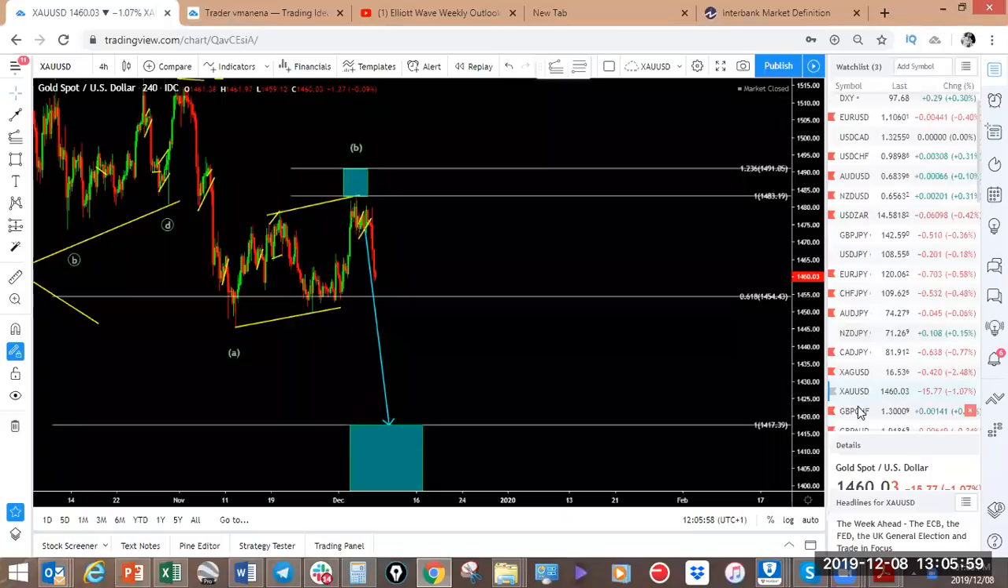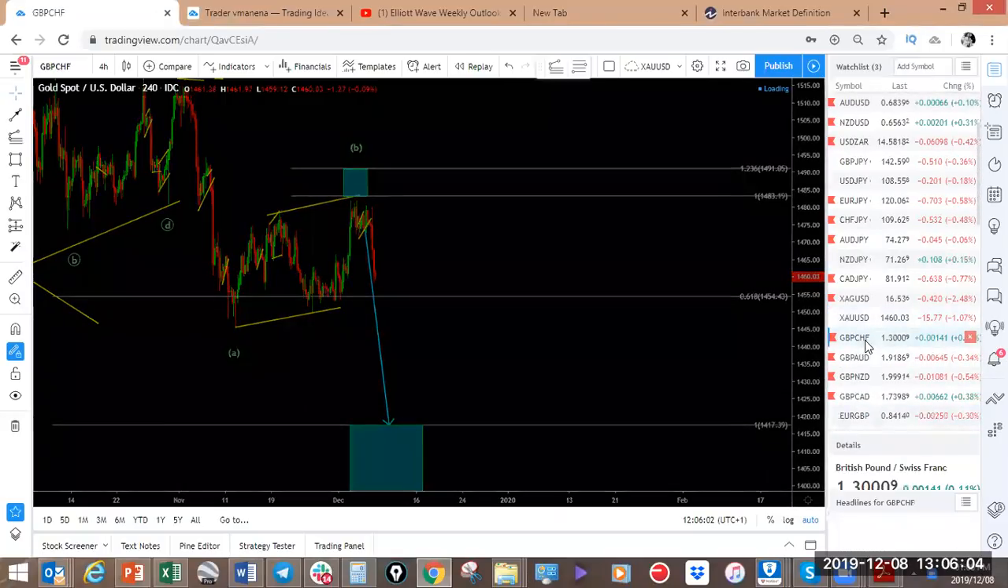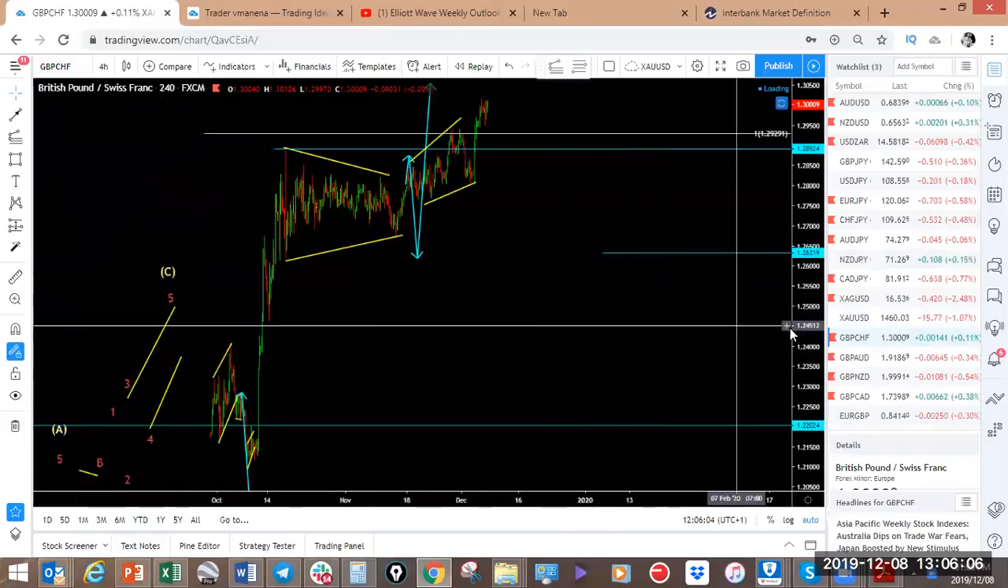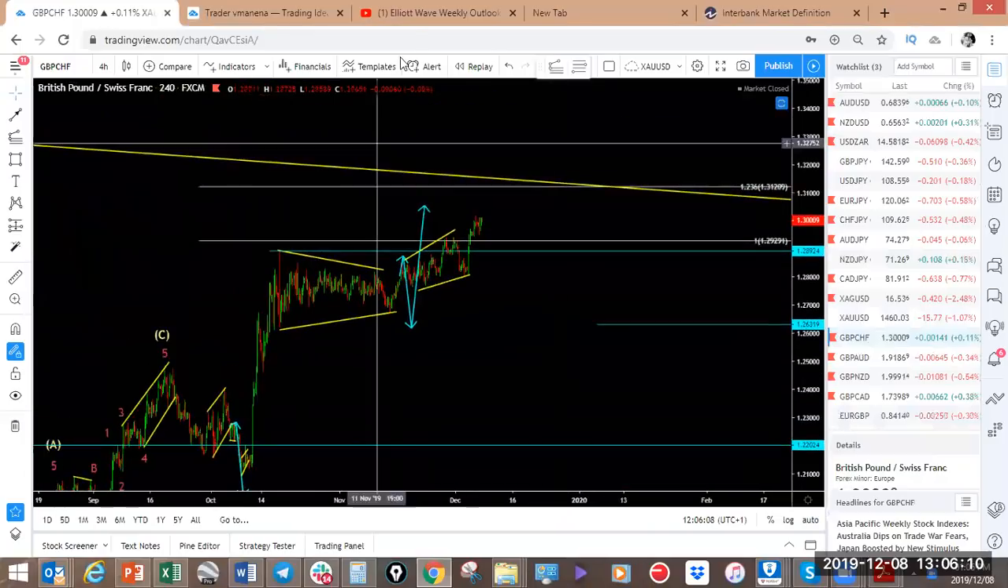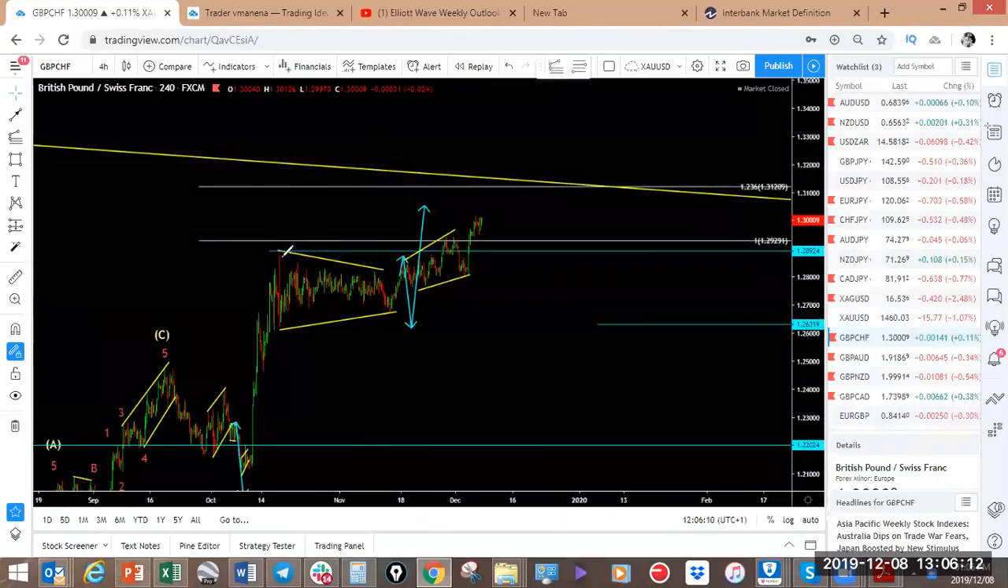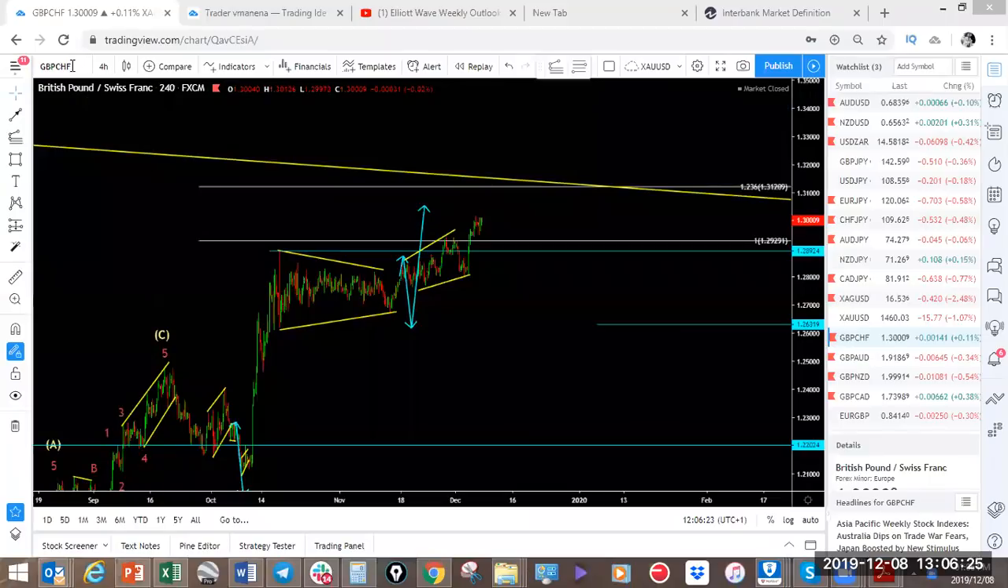Right, so that is gold. Now let's run through the yen pairs. Looking at the yen pairs, pound chief. Pound chief, we're now looking at this as a triangle, and we're looking for this one to keep running flat here. It keeps pushing higher. Correction here, expect more upside. So pound chief, like pound US dollar, you're expecting more upside.